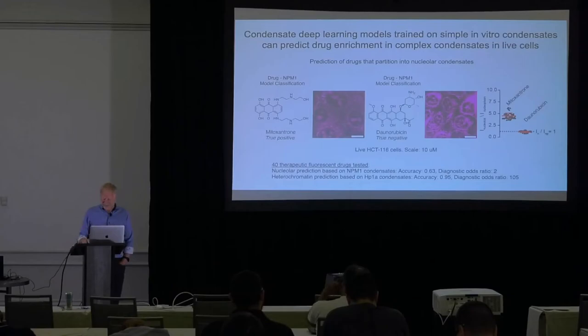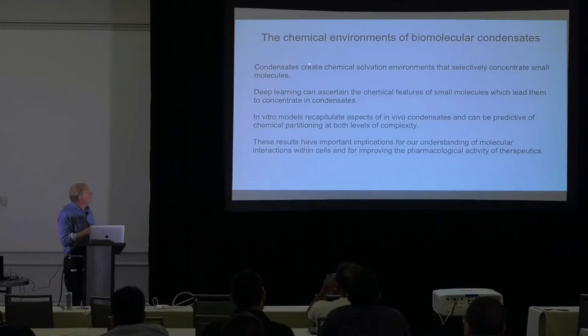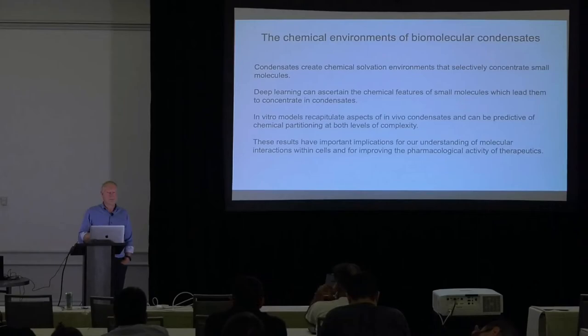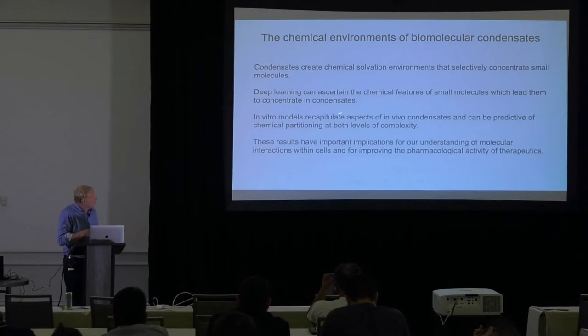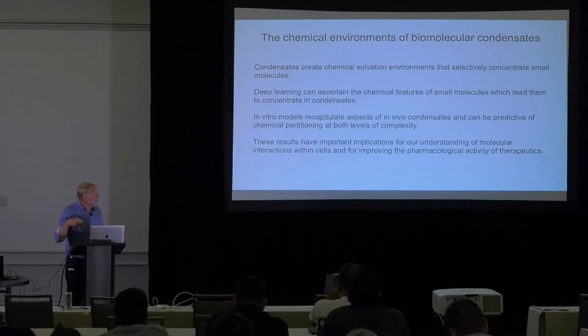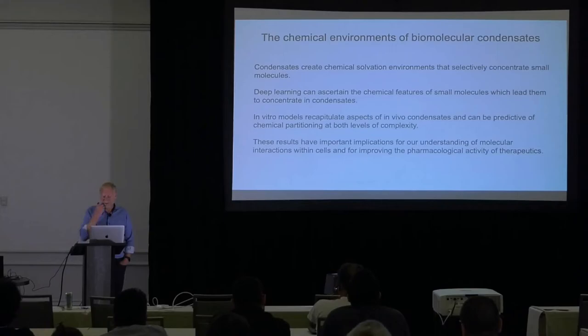So I think we can conclude that condensates create distinct chemical solvation environments that can selectively concentrate small molecules. So just think of all the metabolic molecules that cells are dealing with. Deep learning can ascertain the chemical features of small molecules that enable it to predict where they're going to concentrate, at least in vitro. Those in vitro models that are recapitulating aspects of in vivo condensates can be predictive of chemical partitioning at both levels of complexity.